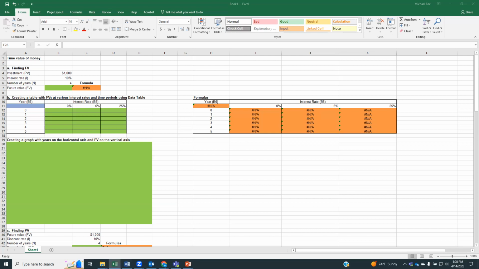So let's take a look at some of these problems. So this first one here, we know that we have an investment of $1,000, an interest rate of 10%, and we have it for 4 years. So presently it's worth 1,000. The question is, what will it be worth at the end of 4 years in the future?